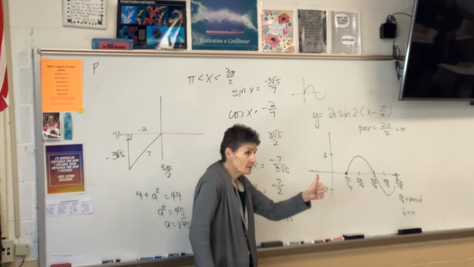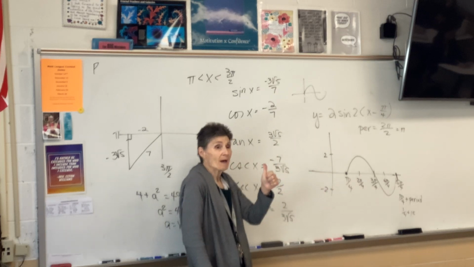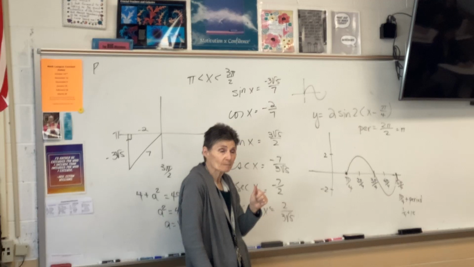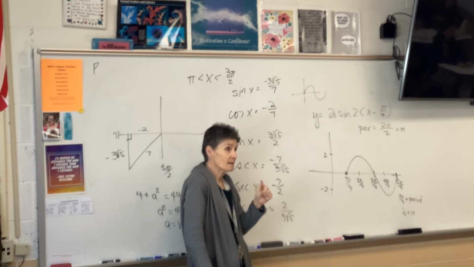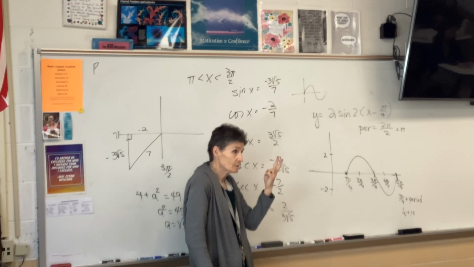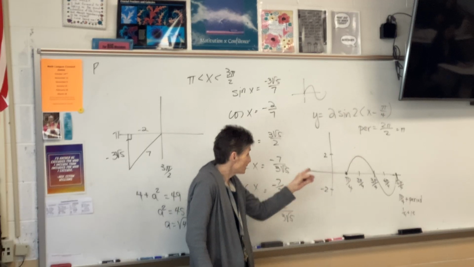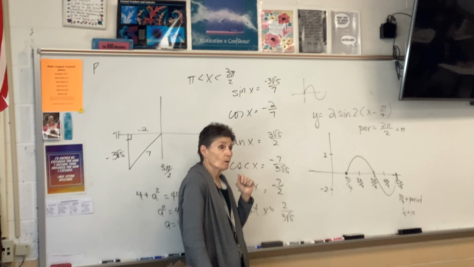What is my period? Pi. That means my frequency is 1 over pi. What is my amplitude? 2. What is my phase or horizontal shift? Pi over 4. What is my vertical shift? 0. I don't have one.